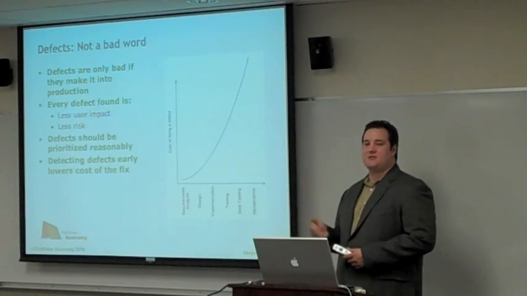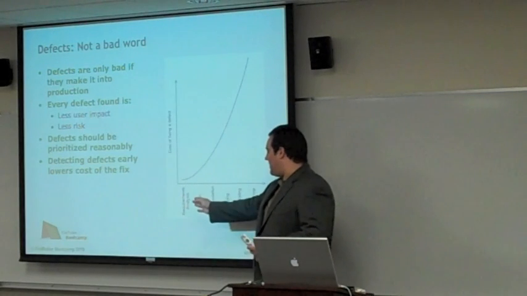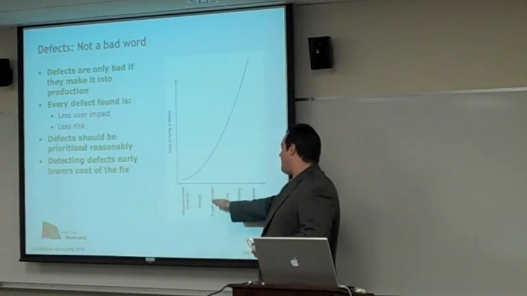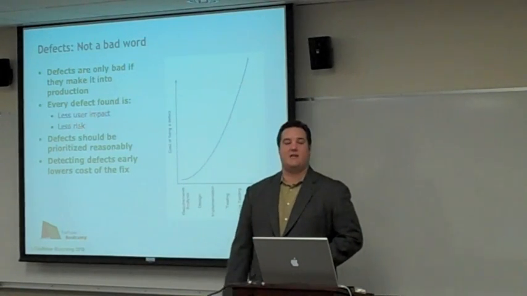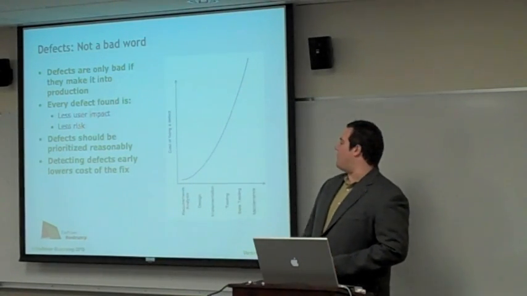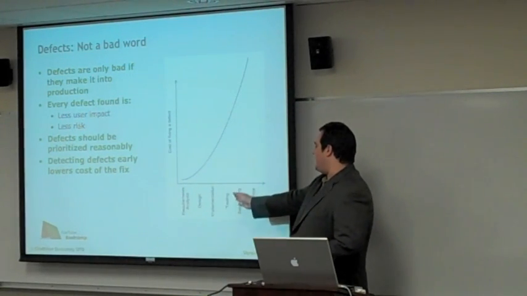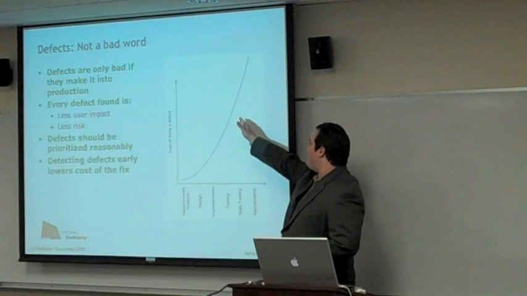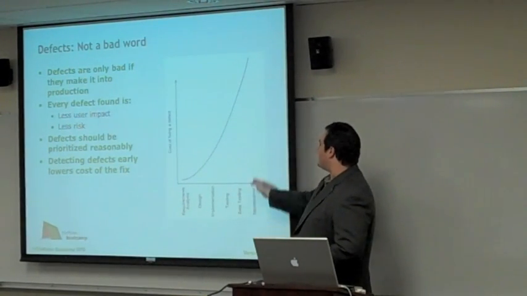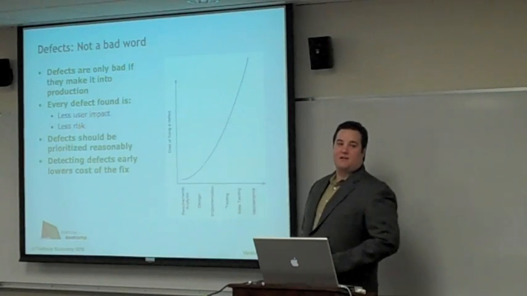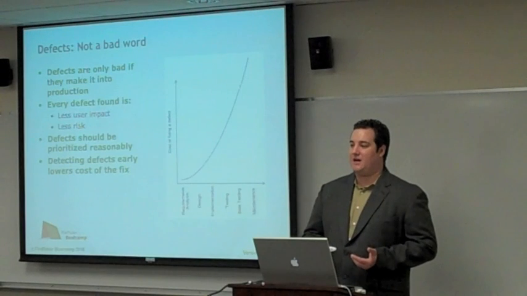When we find defects earlier in the system development lifecycle, we find them up here in requirements, or when we're designing, or when we're building, the relative cost of fixing the defects is low. However, when we get defects in testing, or when we even get into beta, the cost starts increasing. And when we get into production and we're in a maintenance state, the costs are very high and the impact to our users of resolving defects is very high.